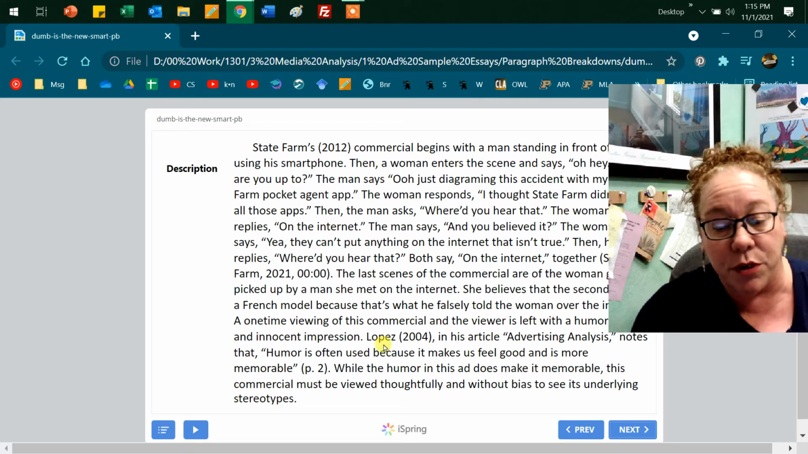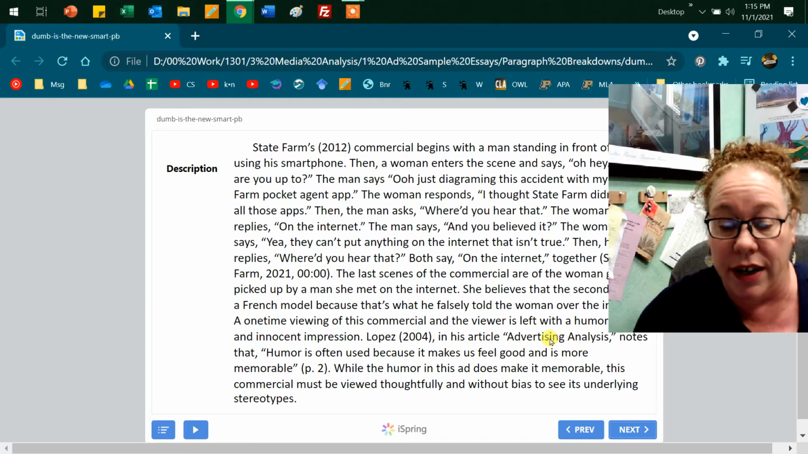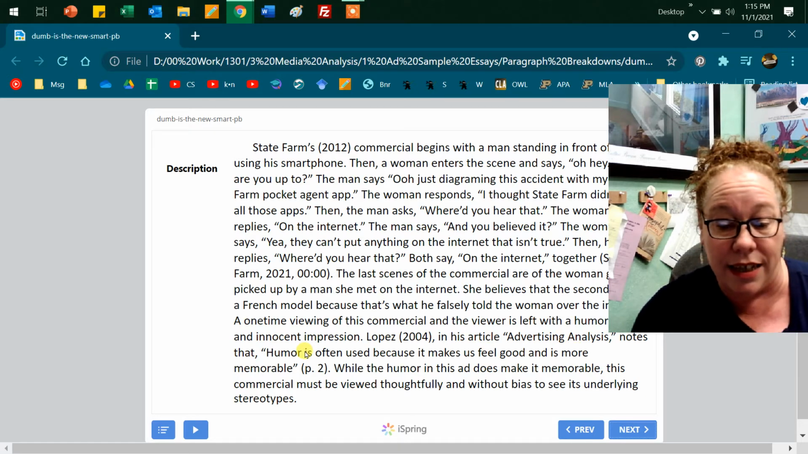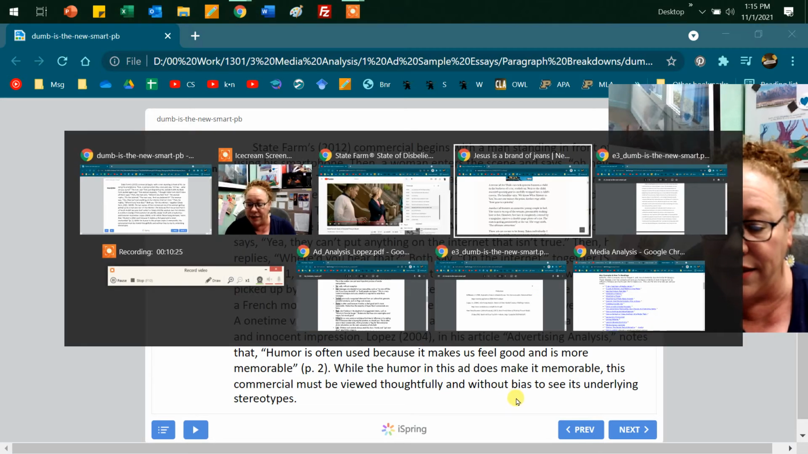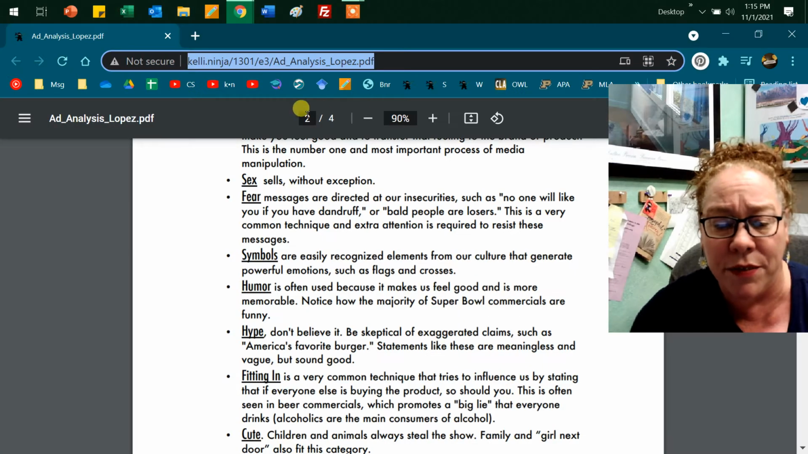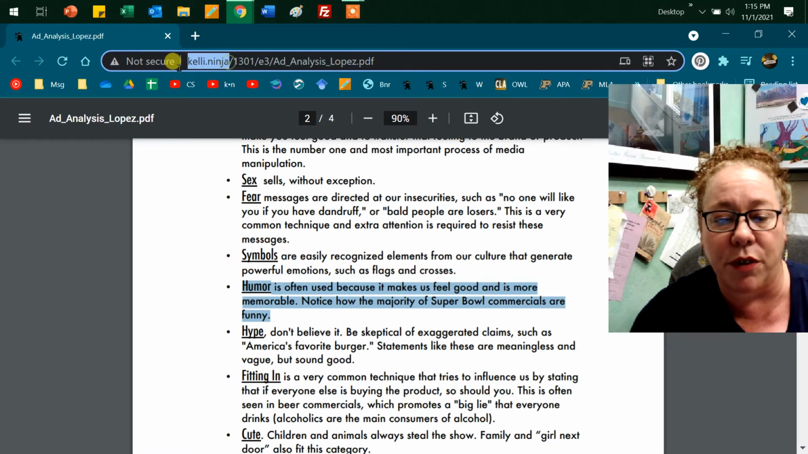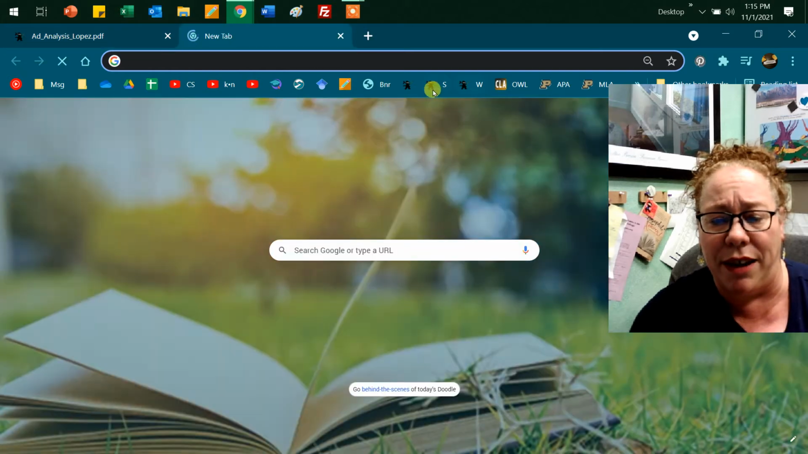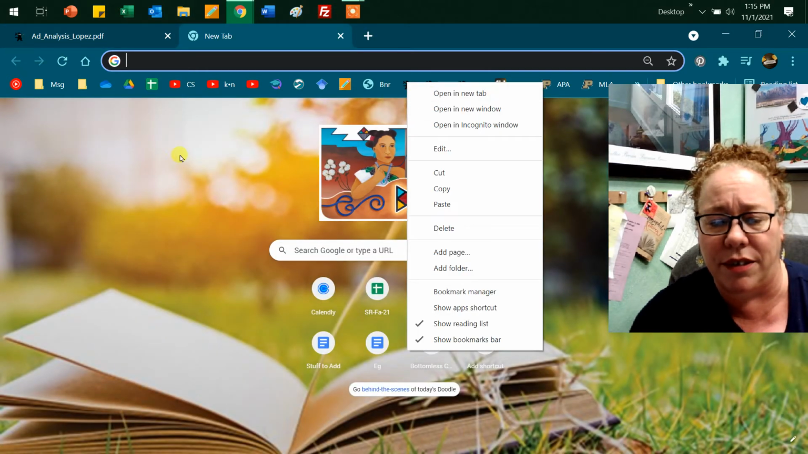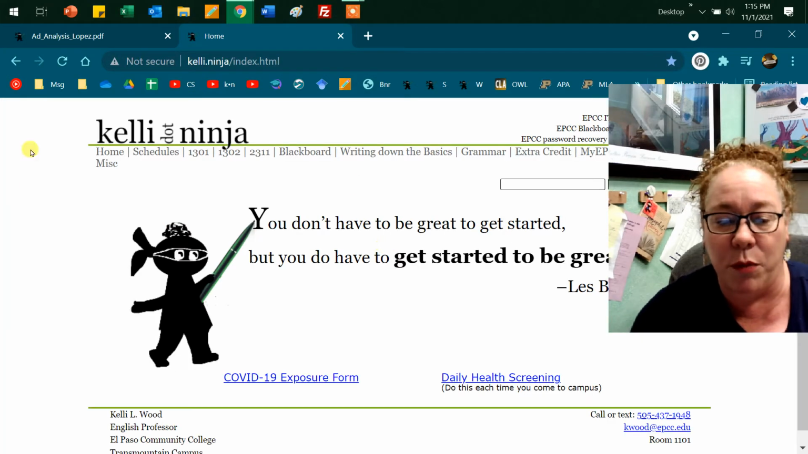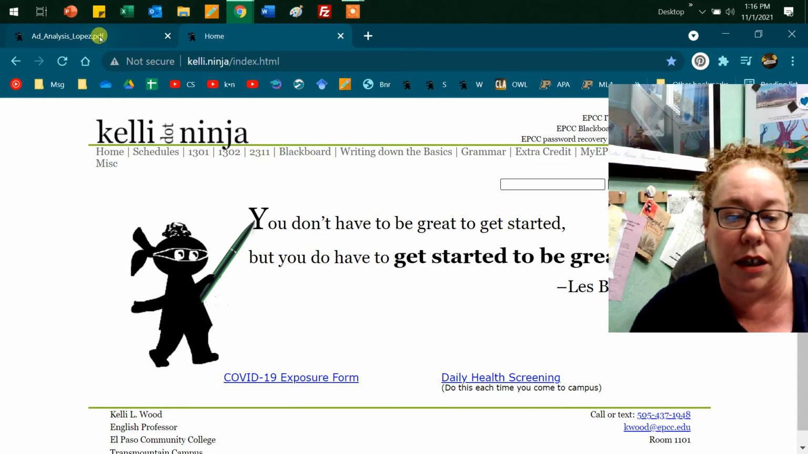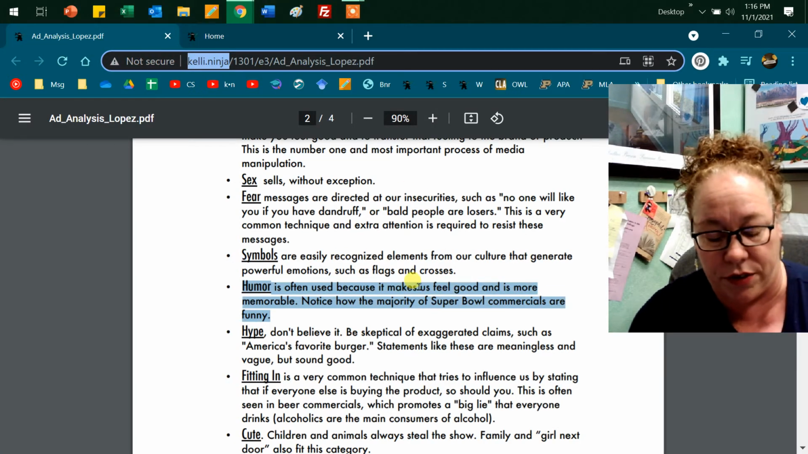And then of course he cites Lopez, and here's where he talks about one of those specific techniques, humor. And with Lopez, this is the year, and of course Lopez is a PDF, so we have the page number. Here's humor right there. That's where that quote is from, page 2. Oh, look, it's on this website you've heard of before, right? And when you look at my website, you see the word dot in there, so write out kelli.ninja. So that's how that works, okay?